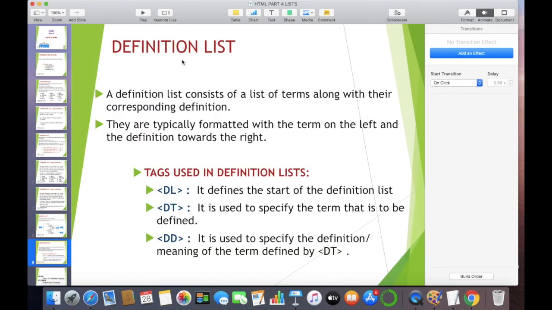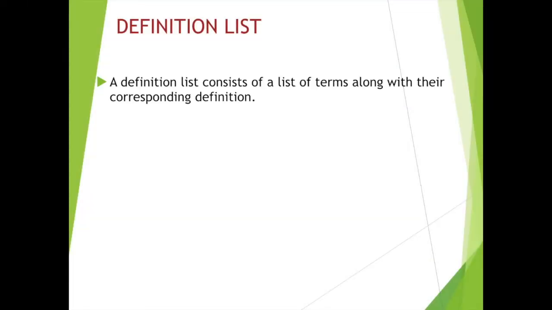Let's go to the last type of list, which is the definition list. A definition list consists of a list of terms along with their corresponding definitions. So if we want to, let's say, have a list of terms along with their definitions, then we can take the help of a definition list to format it better.